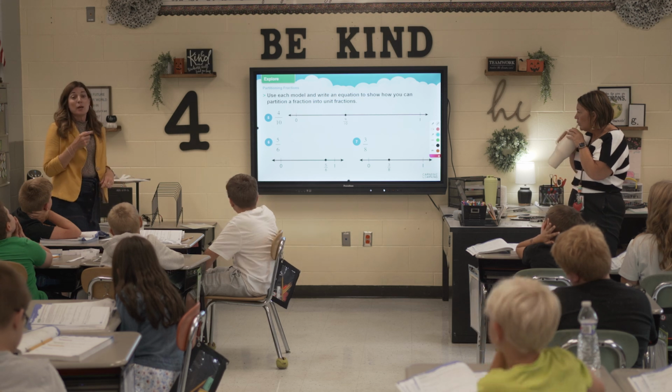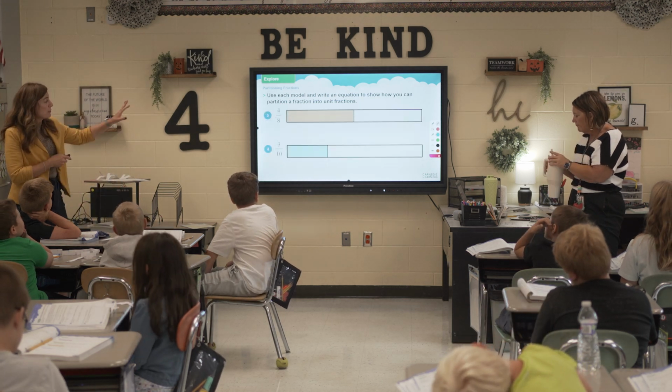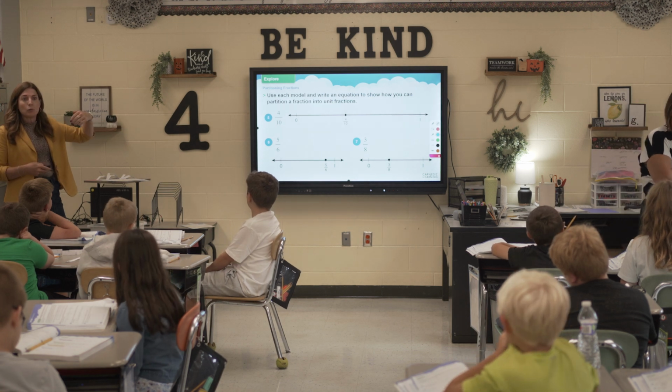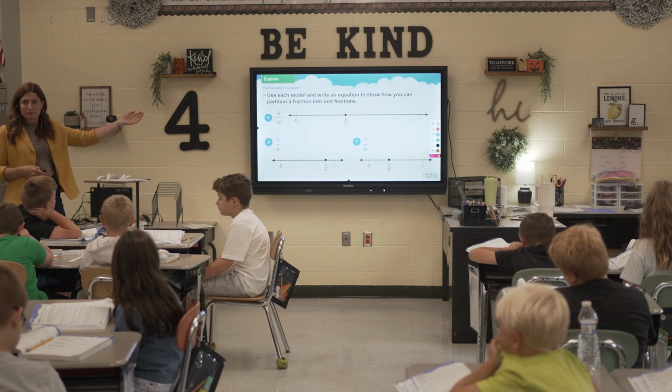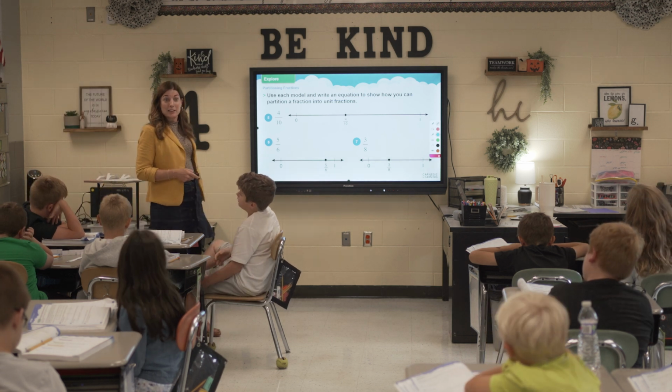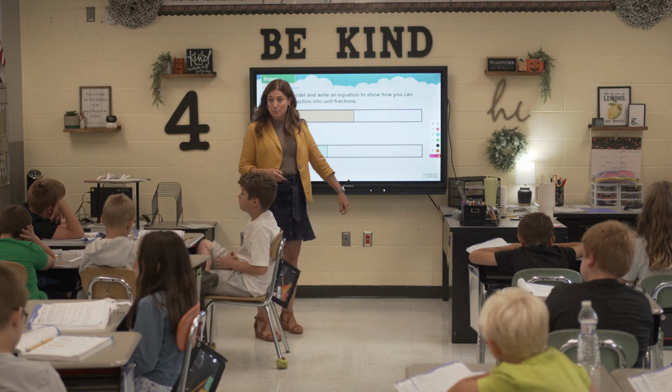All right, so regardless, whether there's the bar model with the color or the number line, what are we doing on both of them? You are fractioning and representing. We're representing fractions on both of them.